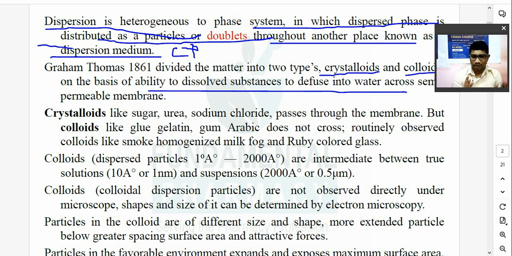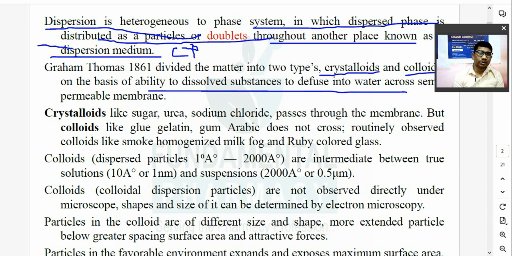So what will happen? Sodium chloride will be dissolved in that compartment, but it will try to establish equilibrium. So sodium and chloride ions will move from one side to the other through the semi-permeable membrane. That means it will diffuse because of the difference in concentration gradient. Such compounds are known as crystalloids, or simply crystalline solids.